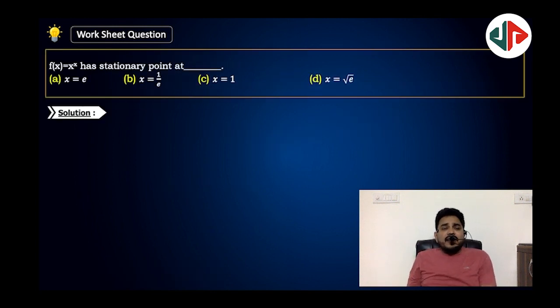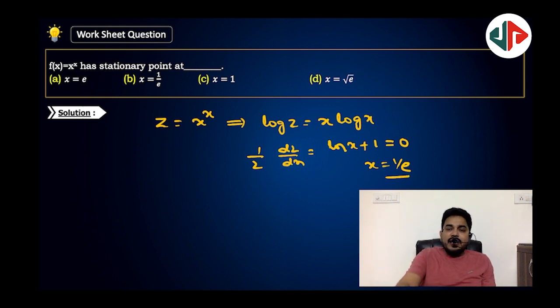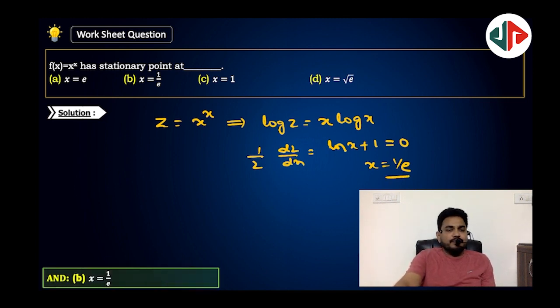X to the power of x has the stationary point at. So you need to go for the differentiation. Z is equal to x to the power of x, log z is equal to x log x. 1 by z dz by dx is equal to, derivative of x is 1, so it is log x plus x into 1 by x, 1, should be equal to 0. So x is equal to 1 by e. The stationary point is at x equal to 1 by e.